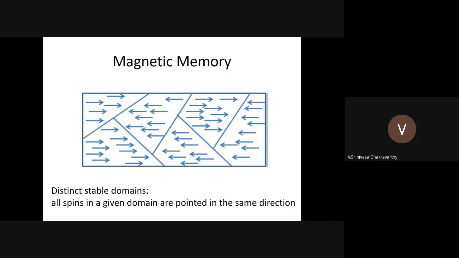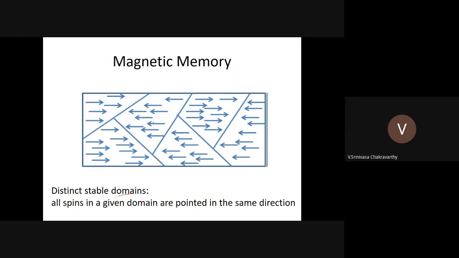Because of that, the whole material will be divided into small regions called domains, and within a domain, most spins are in one direction. This is the property of magnetic material which is used in magnetic memories in a hard disk. In a hard disk, you have small domains where the spins are oriented in some direction, and you can use the head of your disk writer to change these directions towards one or the other.